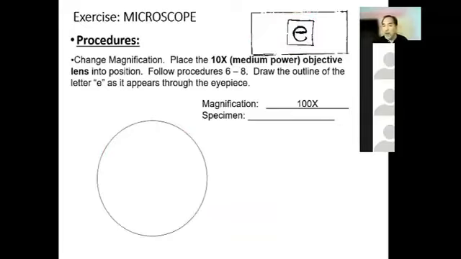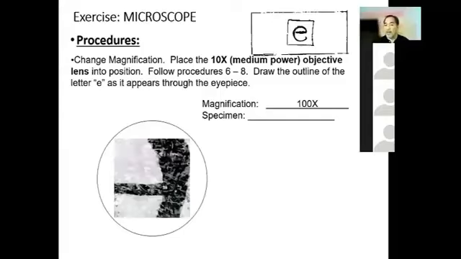I'm going to use the medium power objective. So the total magnification is going to be, medium power is 10x objective lens, and the ocular lens is 10x, so total magnification is 100x. If I look at it in a microscope, it's still going to be upside down and reversed, but I can only see small pieces of that letter E. I'm not seeing the whole letter E, only a small fragment of it.